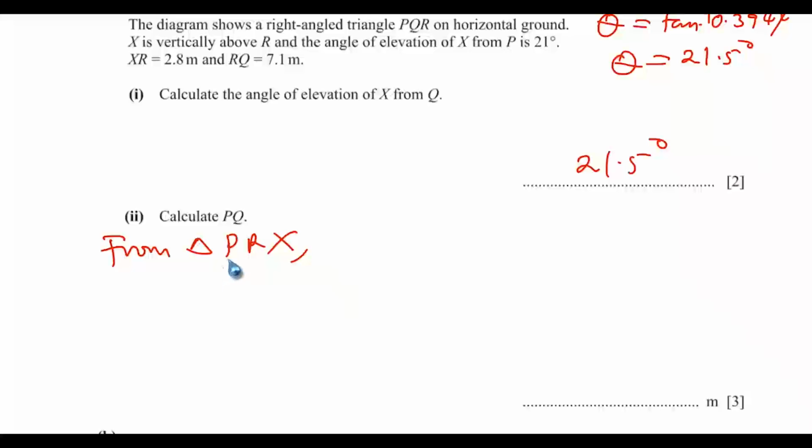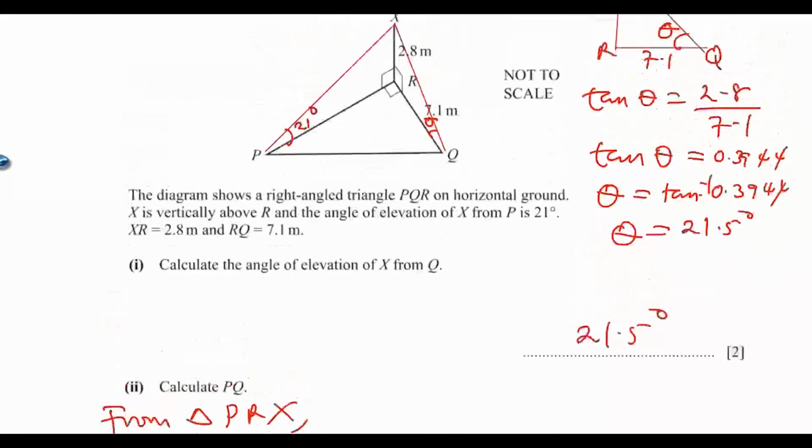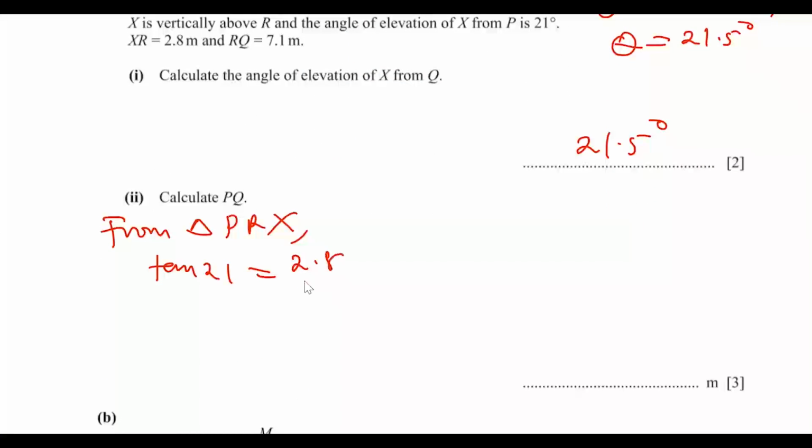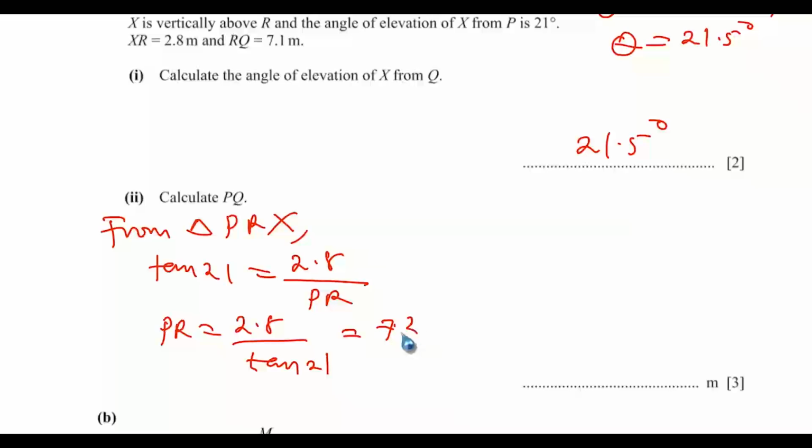So we know that tan 21 will be equal to the opposite, if you scroll up, is 2.8. Okay, so that will be 2.8, and the adjacent is PR. That's what we want to get. So from here, you can say PR is equal to 2.8 divided by tan 21. If you do this directly from your calculator, PR should be equal to 7.29.